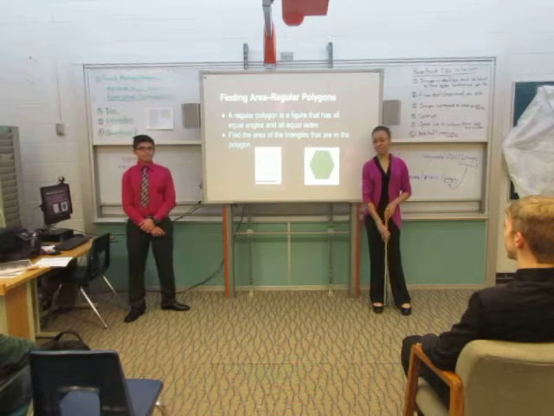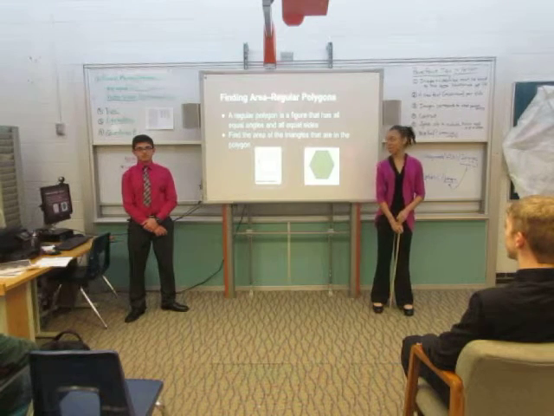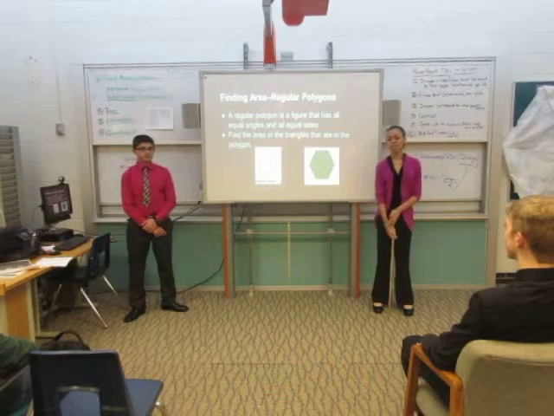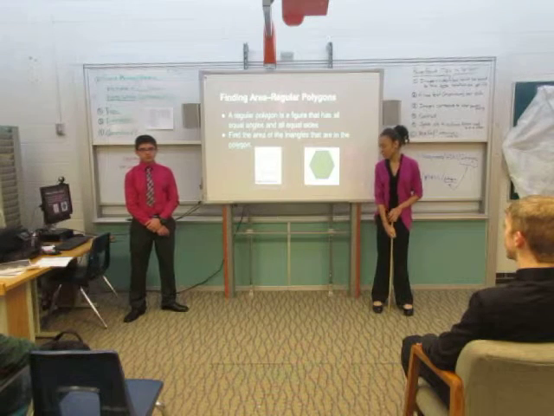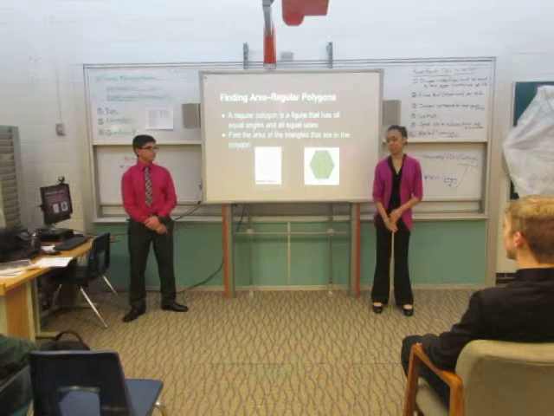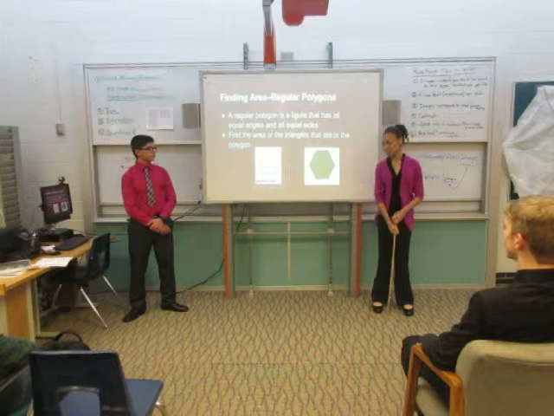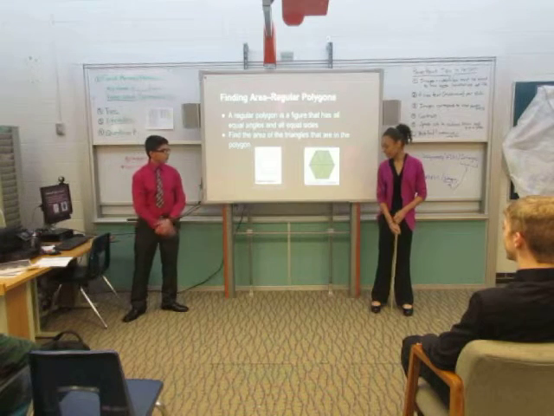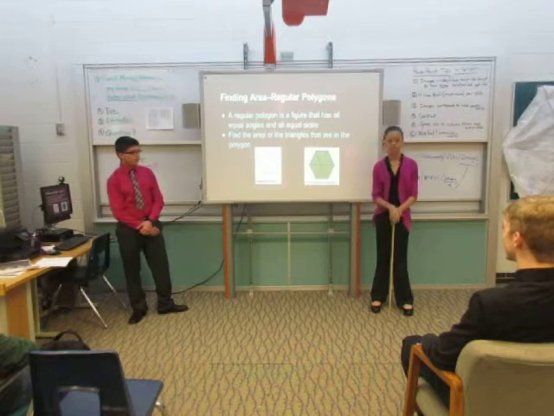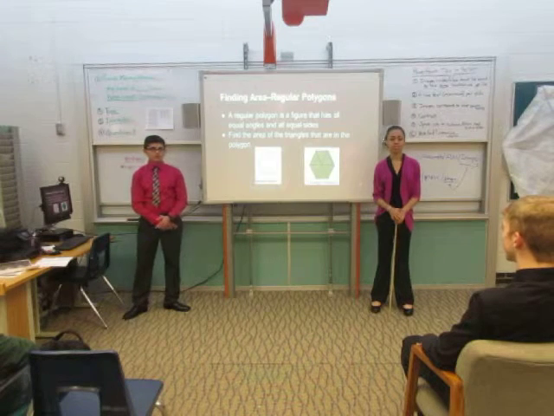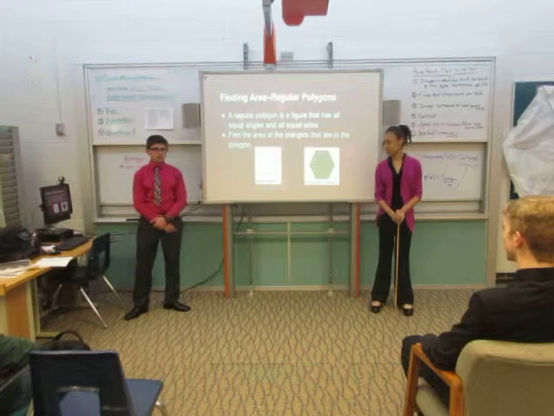A regular polygon is a figure that has all congruent sides and angles. In order to find the area, you would have to find the area of one triangle and multiply it by the number of triangles that's in the shape. So in this hexagon, it shows that the hexagon has 6 equilateral triangles. If you find the area of one of them, you can just multiply by 6 and then find the whole area of the hexagon.